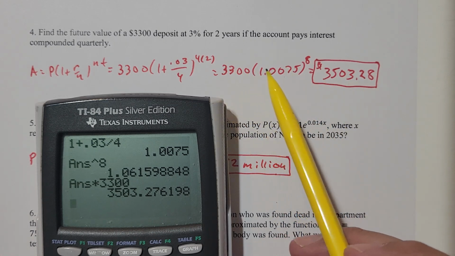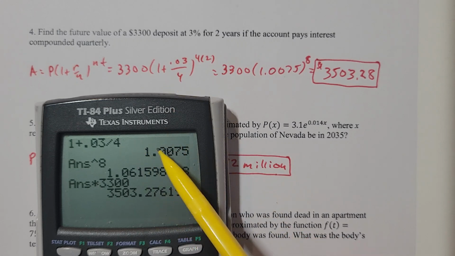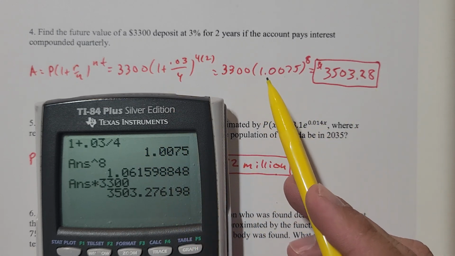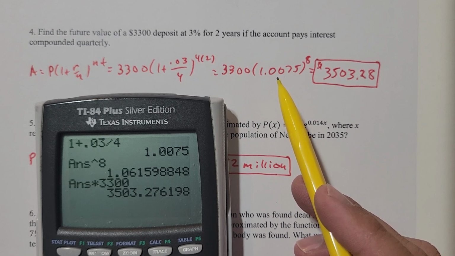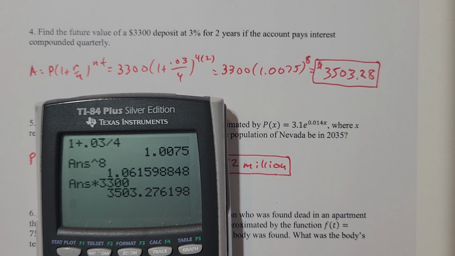Like, for example, if we type in 1 plus 0.03 divided by 4, and we called it 1.01 to the 8th power, then we're probably going to be pennies off. You have to think, if this is your money, would you be happy if they're pennies off? Or in some cases, you might be hundreds of dollars off. Would you be happy about that? No. So for these problems, I want the answer to the nearest cent.